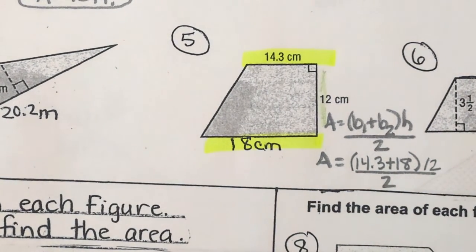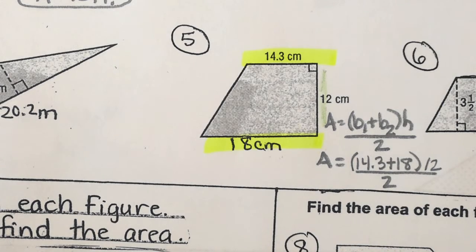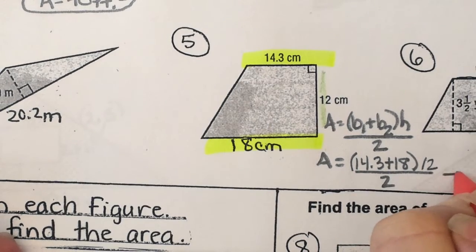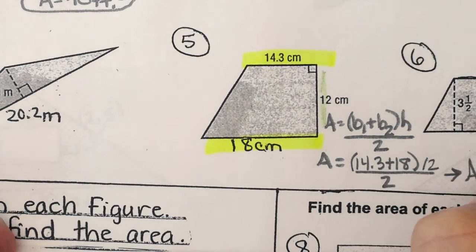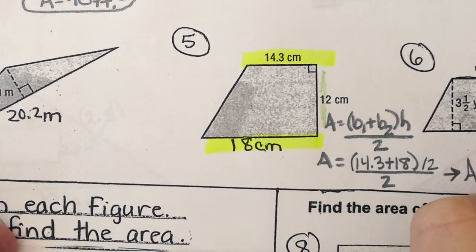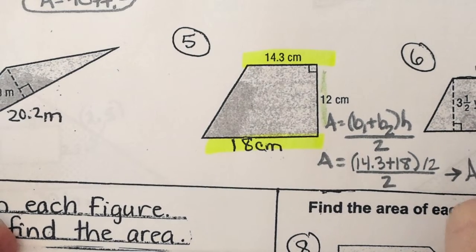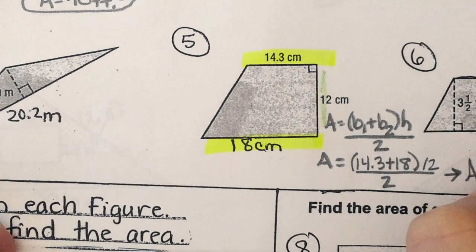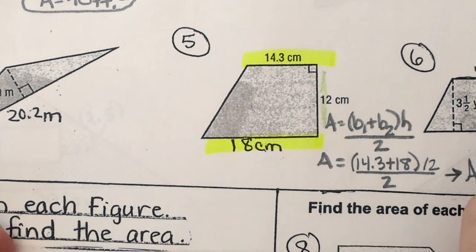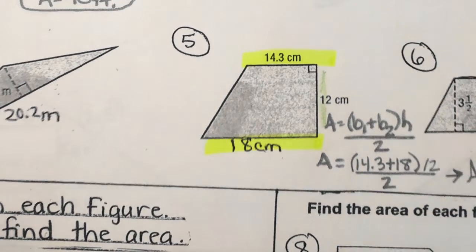Okay. So, starting out, I'm going to add 14.3 plus 18. This is going to look weird the way I'm writing it. 32.3 times the 12.